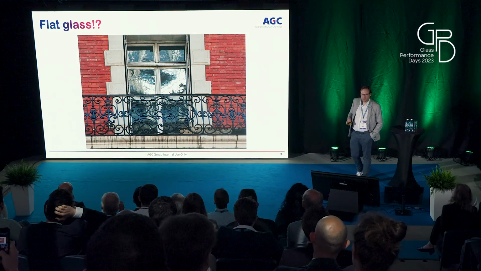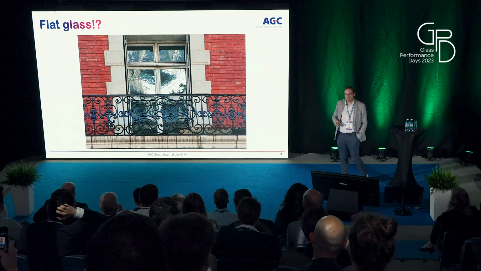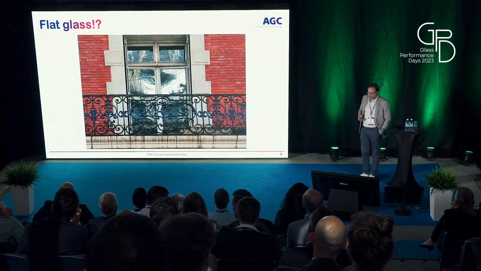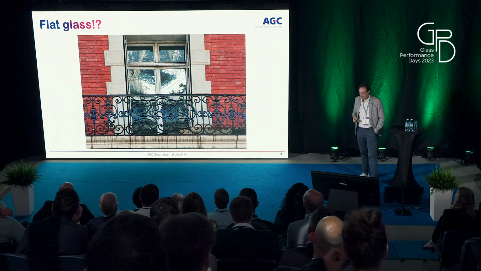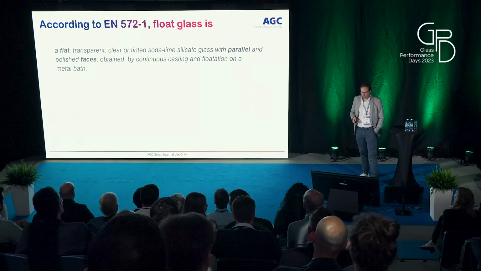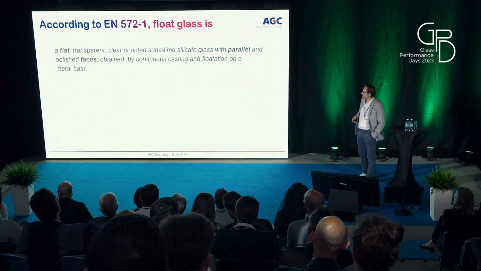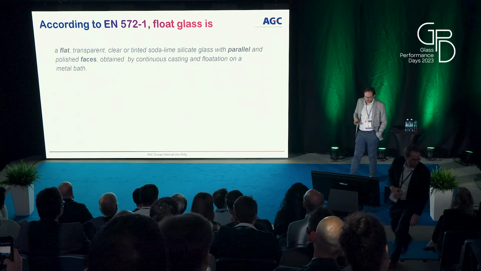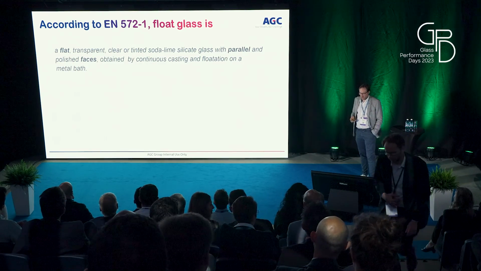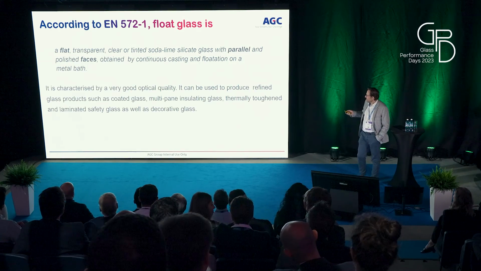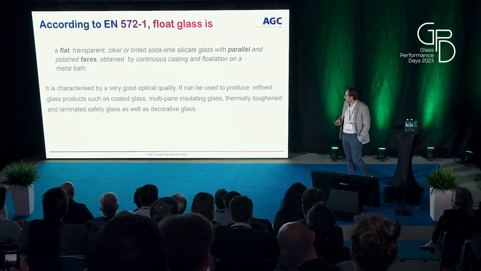If you look at old windows, you see these drawn sheet glass types from the past, from the last centuries, some 100 years ago. This is not really flat glass. If you look at the standard for soda lime silicate glass, you see that a float glass is a flat, transparent glass with parallel and polished faces, and it has a very good optical quality.